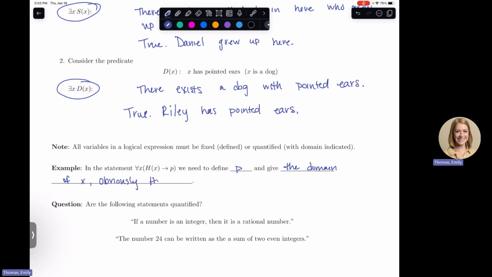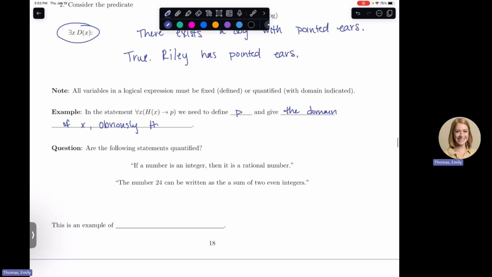Okay, this question here is fun. We want to know if these two statements are quantified. So if a number is an integer, then it is a rational number. This is a conditional statement, yeah? Is it a quantified statement? Do you see the words for all or there exists? Can you think of a way to restate that? If a number is an integer, then it is a rational number.